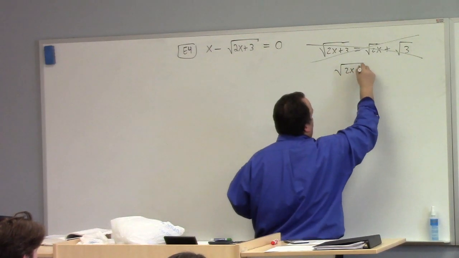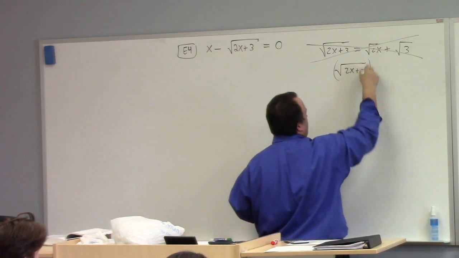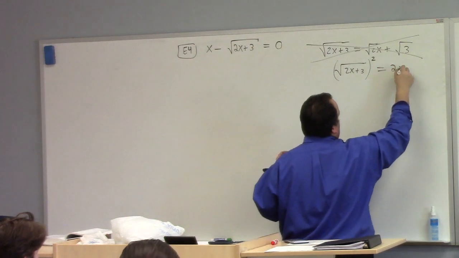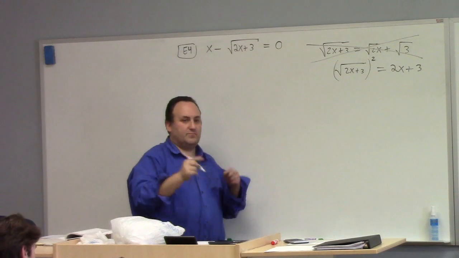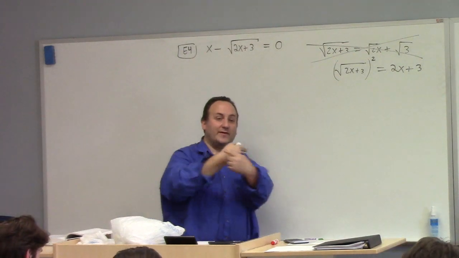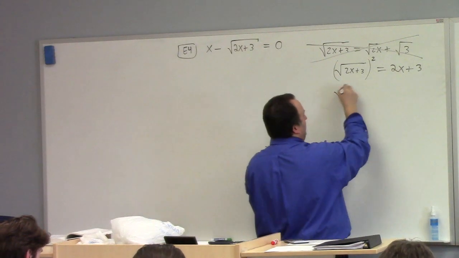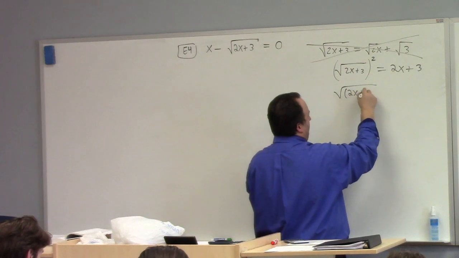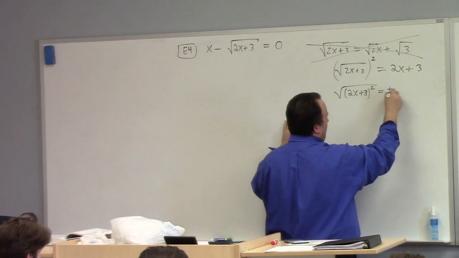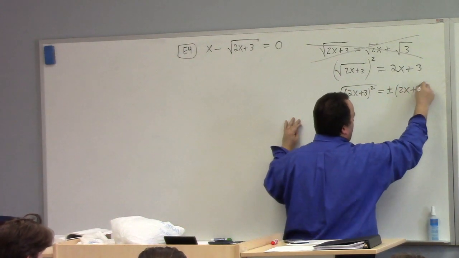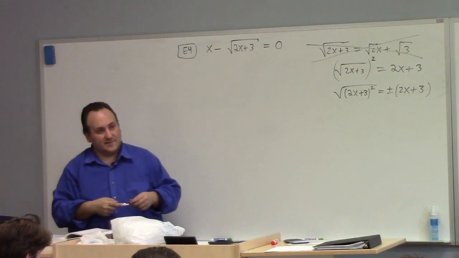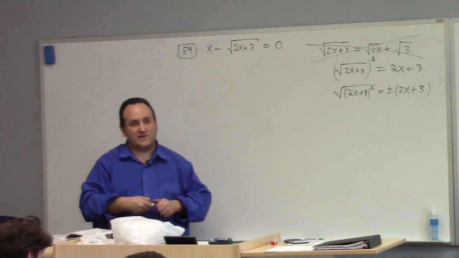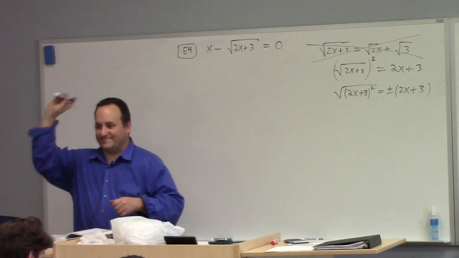How do you get rid of a square root? Square it. And that's 2x plus 3. The plus minus only happens the other way around. The square root of 2x plus 3 squared, that's plus or minus 2x plus 3. But this is not that. These are different. The order matters. Square or square root, you just get back what goes into the square root, right?